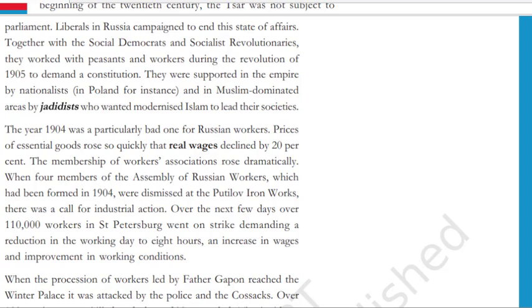Over the next few days, over 110,000 workers in St. Petersburg went on strike demanding a reduction in the working day to 8 hours, an increase in wages and improvement in working conditions.